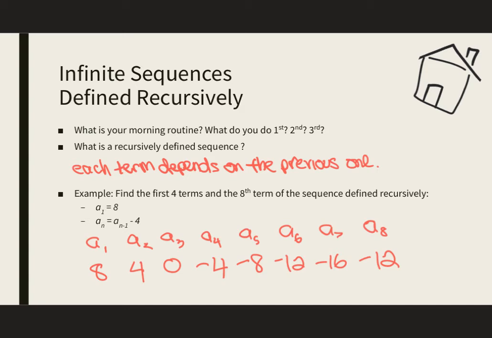And again, you could also think about how many steps there are. There are 1, 2, 3, 4 steps between the 4th term and the 8th term, so we're going to subtract 4 times. You could do it that way.